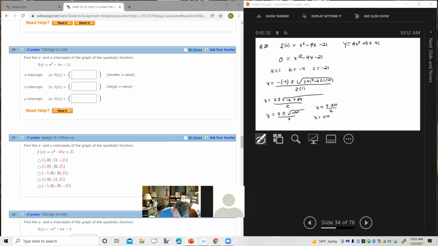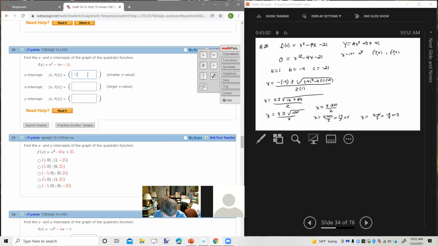X equals 4 plus 10 over 2, which is 14 over 2, which is 7. X equals 4 minus 10 over 2, which is negative 6 over 2, or negative 3. So we've got x-intercepts at (7, 0) and (negative 3, 0). Now, be careful here. It says to put the smaller x value first. So the first one is going to be (negative 3, 0), and my second one is going to be (7, 0).